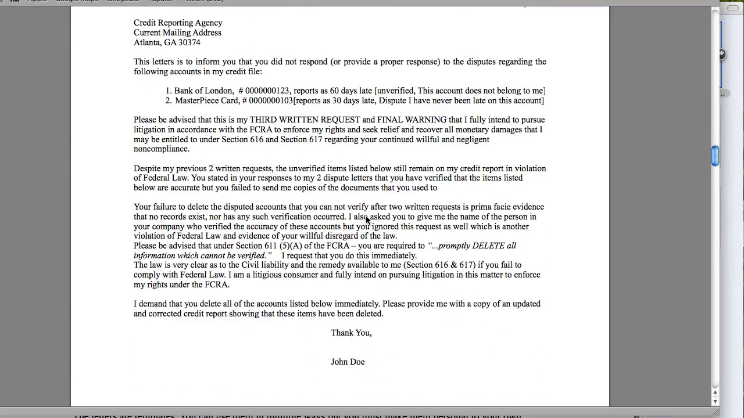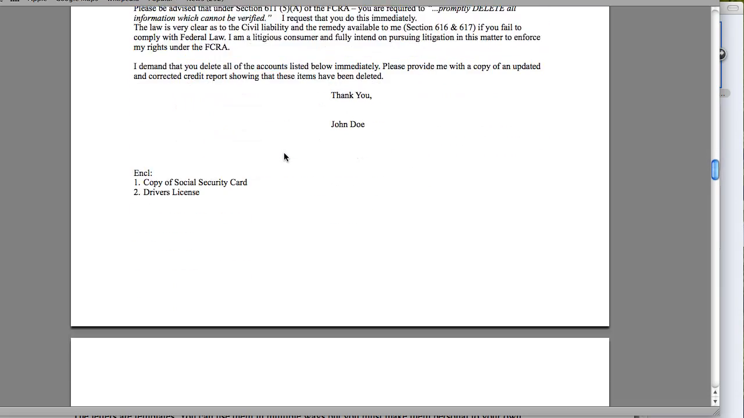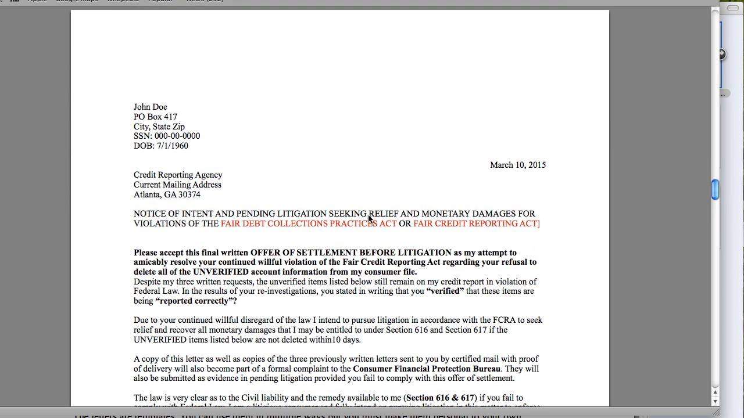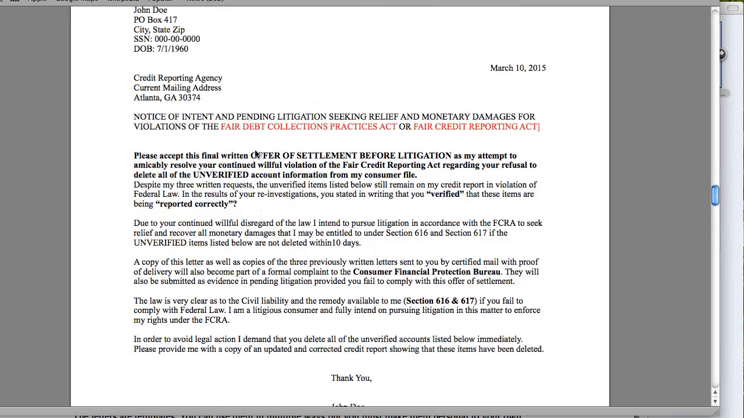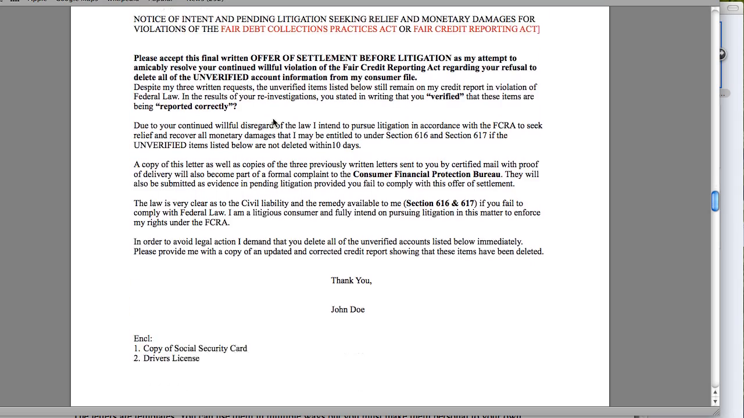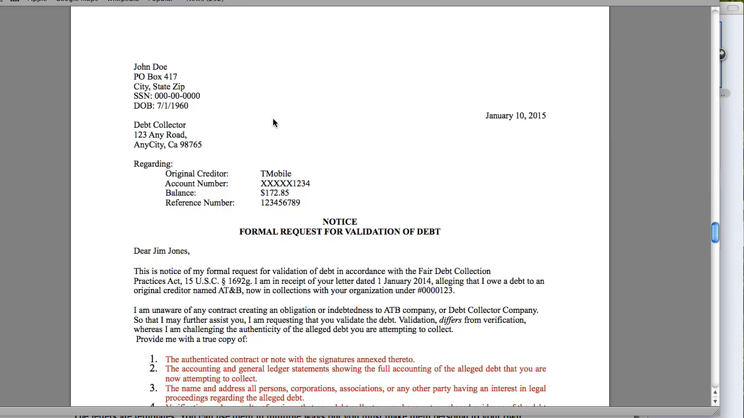It's still saying you didn't respond. Here's a third notice. You still didn't respond. You sent them a 1, 2, 3. Notice of intent and pending litigation seeking relief and monetary damages for violations of the Fair Debt Collection Practices Act or the Fair Credit Reporting Act. So now this is when you're about to take them. You're telling them, hey, listen, I'm about to take you to court. All right.